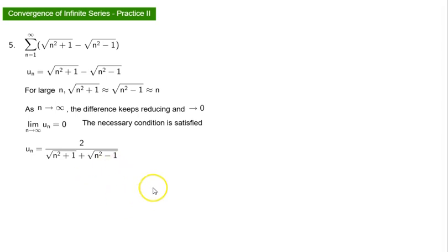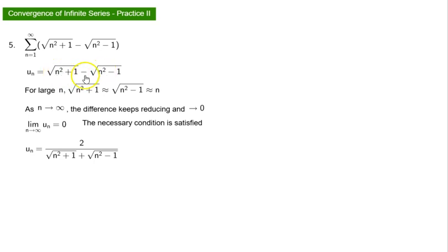Okay. Now let's look at the partial sums. Using partial sums, we are going to figure out the convergence. So this is the nth term. Now suddenly, how did this change to this? What we have done is we have multiplied and divided u sub n with its conjugate. So we have multiplied and divided by square root of n square plus 1 plus square root of n square minus 1. What happens then?